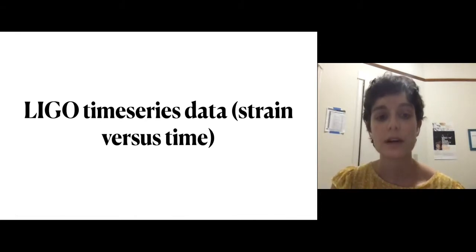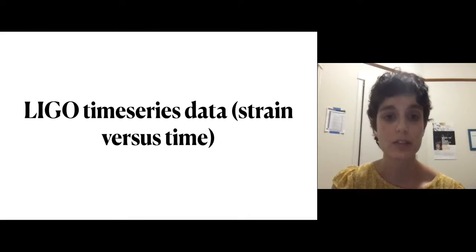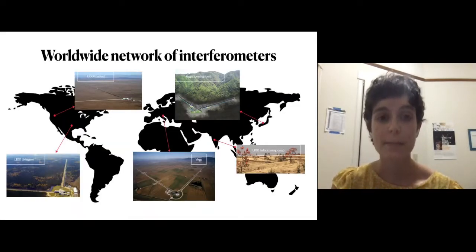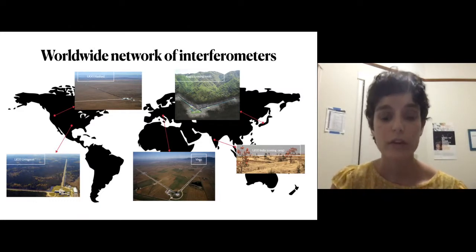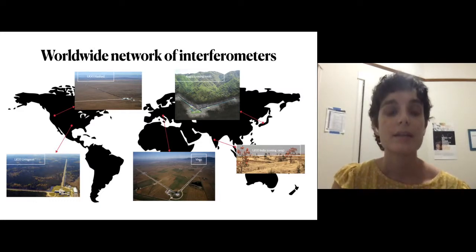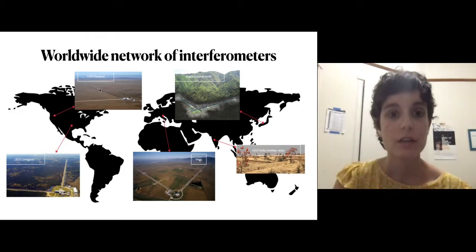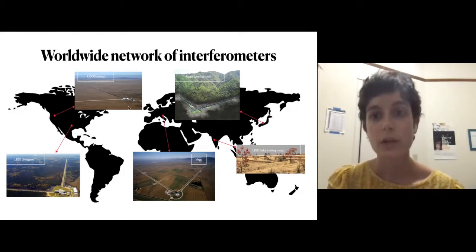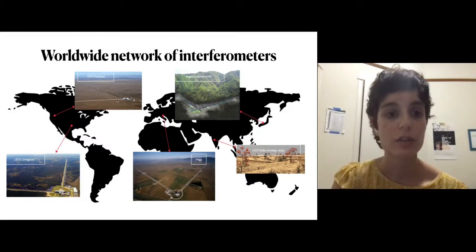So first, we'll be talking about LIGO time series data. Again, this is just an introduction to the kinds of problems that we have in detecting gravitational wave signals. So in LIGO, the time series data is strain versus time. And LIGO, for those who are not familiar, is one gravitational wave detector in this worldwide network of gravitational wave interferometers. LIGO actually refers to two detectors. There's one in Hanford and one in Livingston.